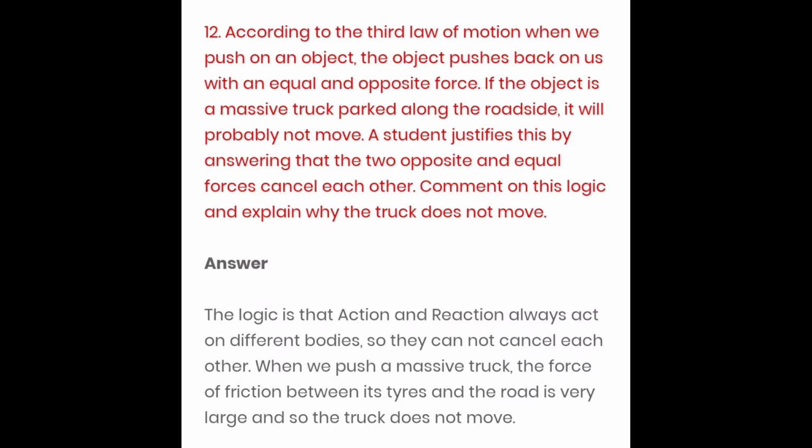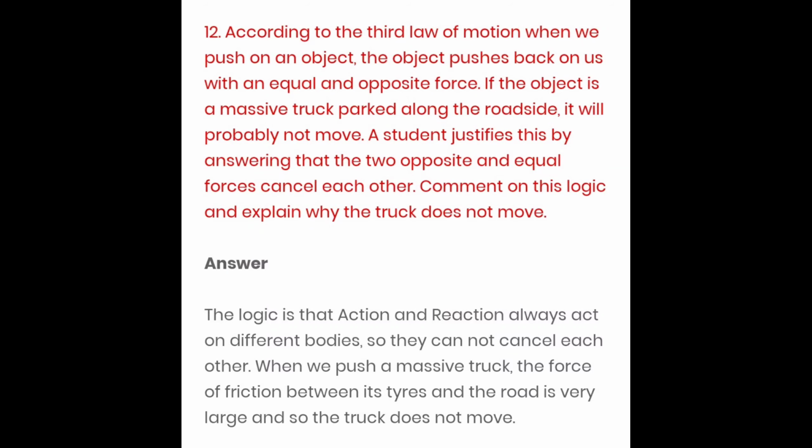Question 12. According to the third law of motion, when we push on an object, the object pushes back on us with an equal and opposite force. If the object is a massive truck parked along the roadside, it will probably not move. A student justifies this by answering that the two opposite and equal forces cancel each other. Comment on this logic and explain why the truck does not move.